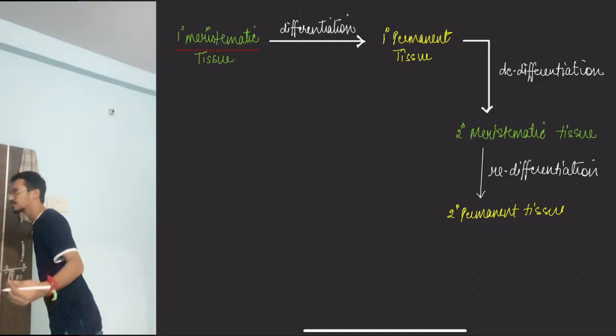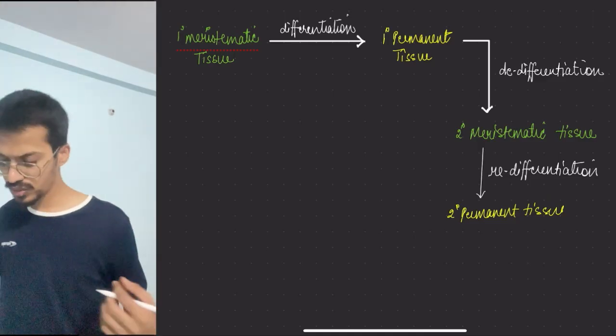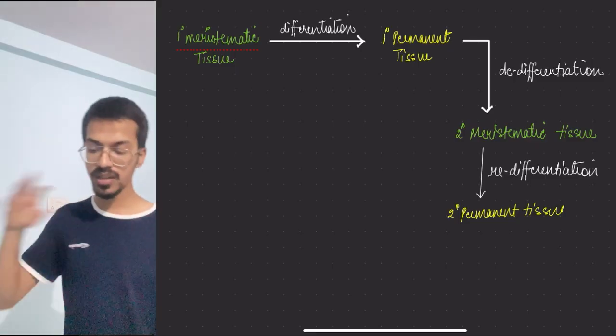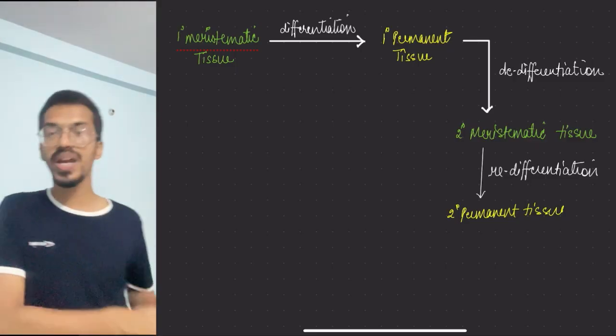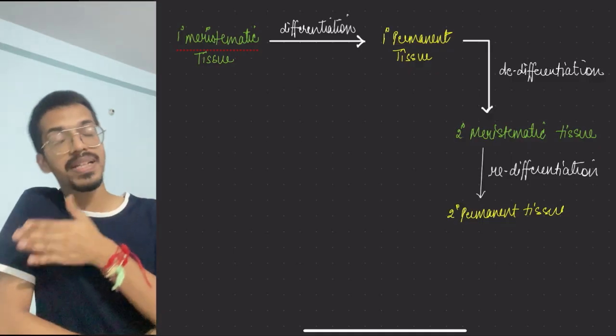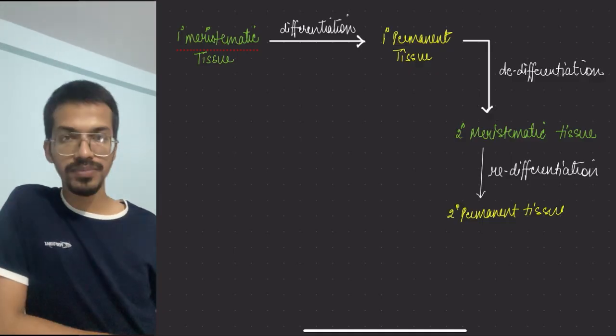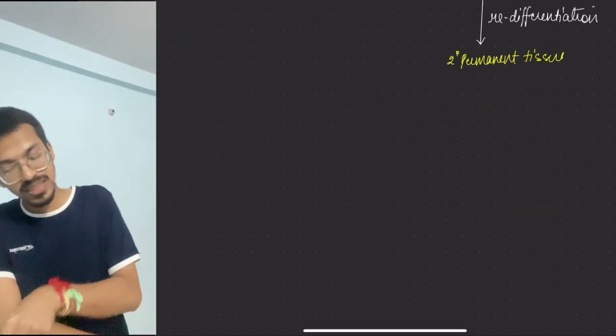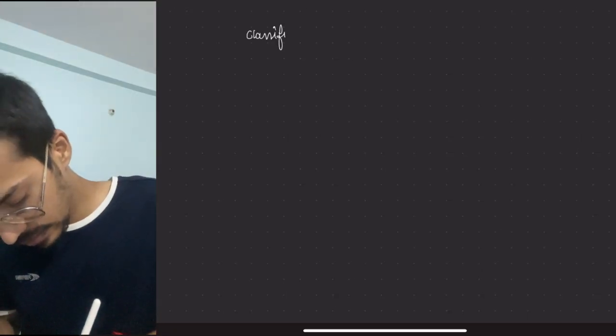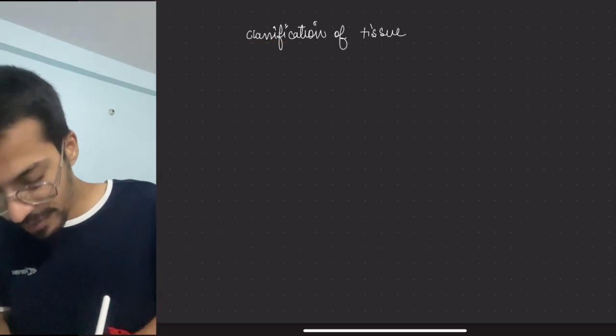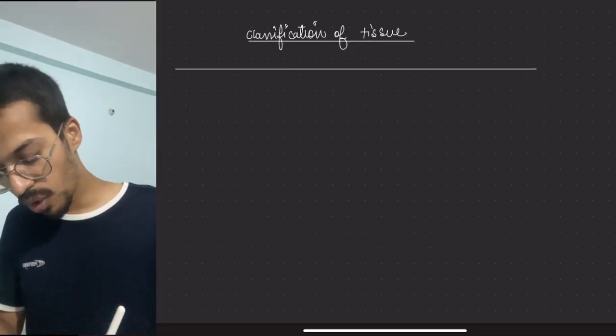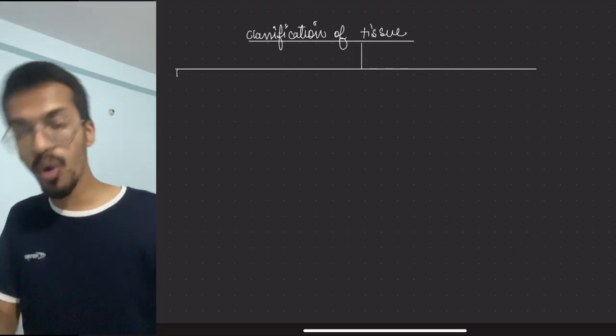Okay, moving on to the next thing. Now we're going to be studying the tissues. From now we have understood that there are two types of tissues, meristematic tissue and permanent tissue. So we're going to classify the tissues broadly. Classification of tissues. When we classify the tissue, we know there are two types of tissues on the basis of their function, whether they are capable of dividing or not.